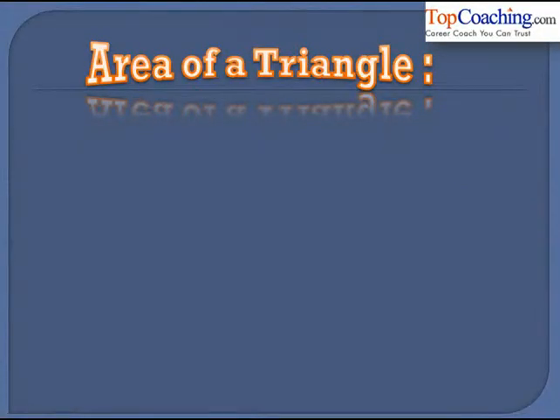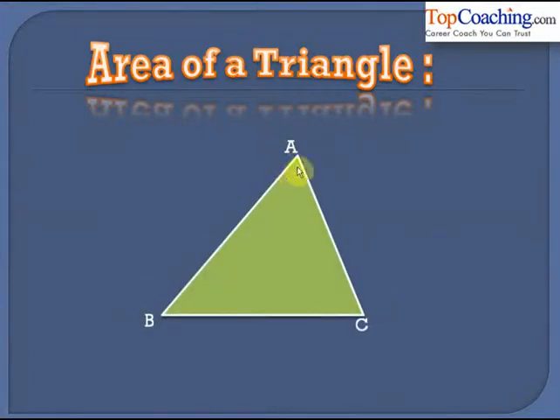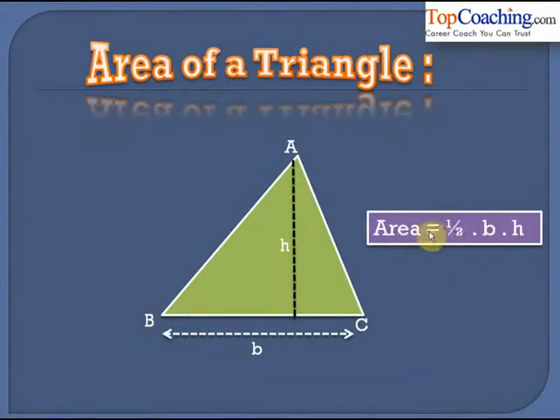So let's try to see how to actually find out the area of a triangle. Now let us say that we have a triangle ABC. A, B and C are the three vertices of this triangle. And let us say that this is the altitude drawn from the vertex A to the side BC. Also, let us say that the length of BC is B. So in this case, the area of the triangle is given by the formula area equal to 1 by 2 into B into H. Here B is the base and H is the height of the altitude. So the area of any triangle is equal to 1 by 2 into B into H.